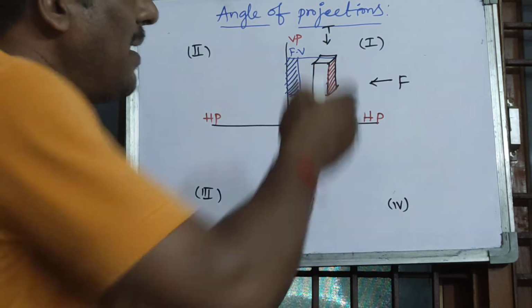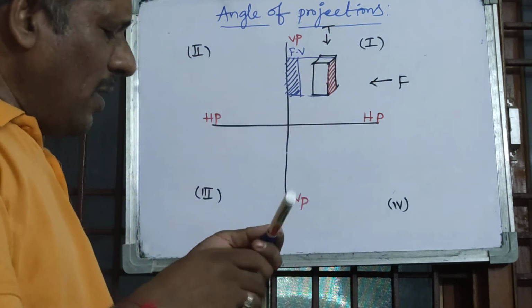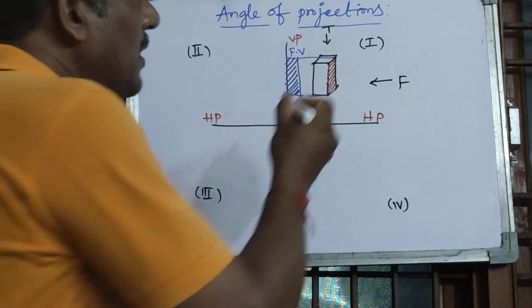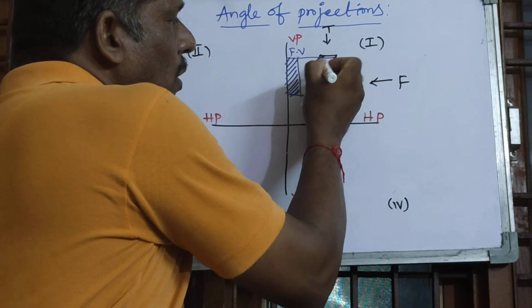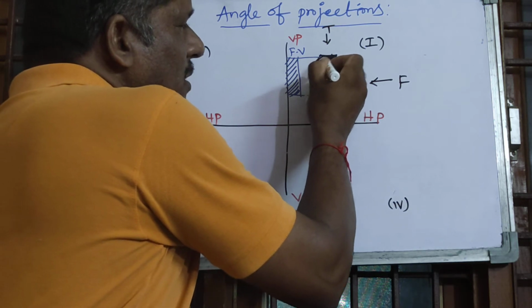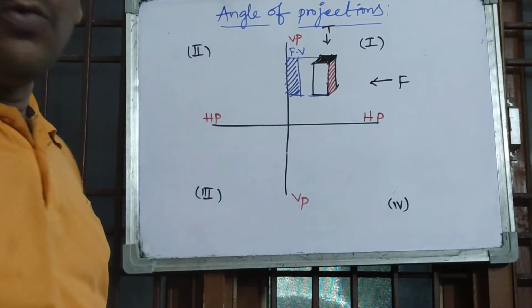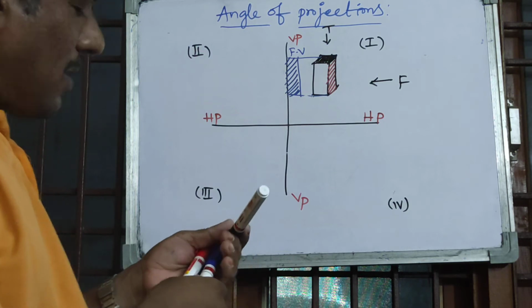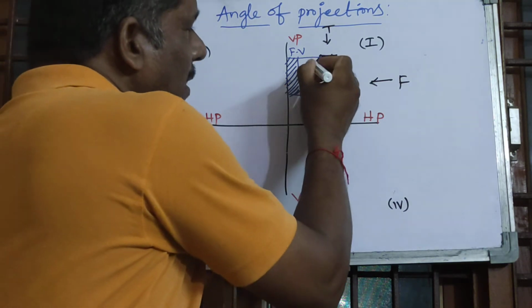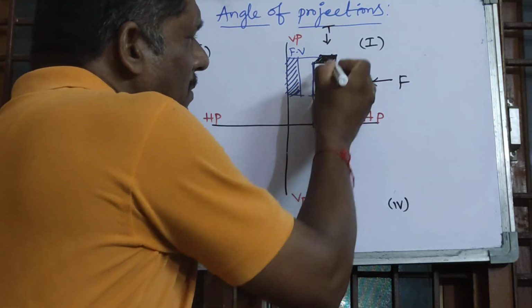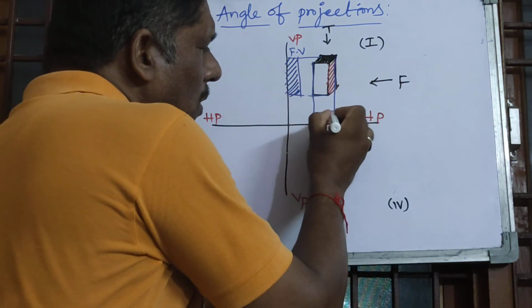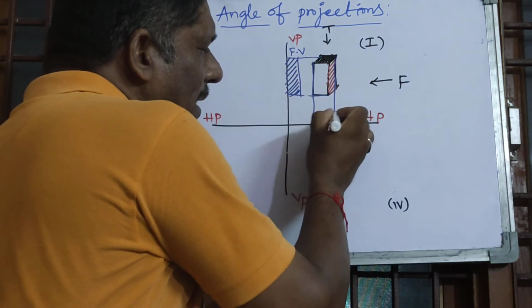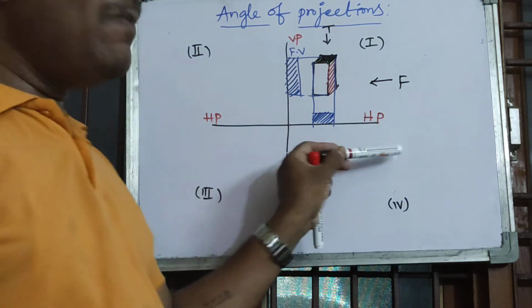Next, what is there? Top view. If you go to the top view, this top shape is visible. If you observe from the top, this top portion is visible, and it falls on the horizontal plane. Horizontal plane means it is the ground. Technically, we are calling it the horizontal plane.